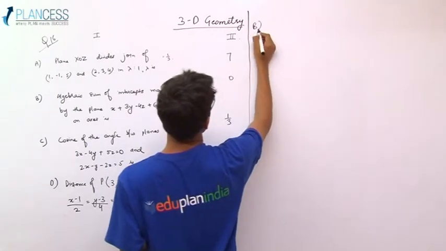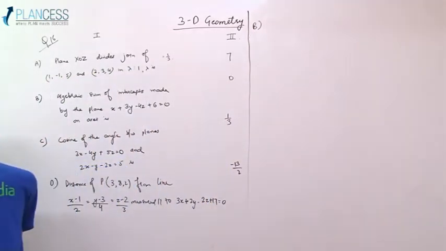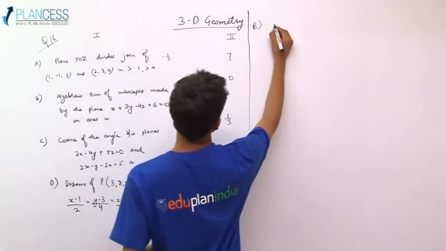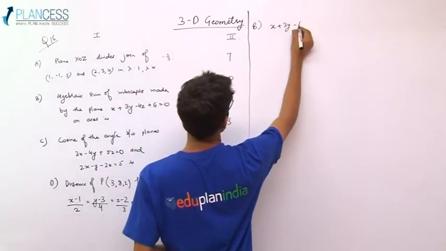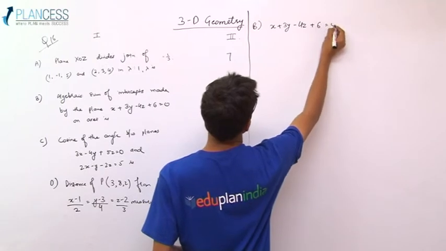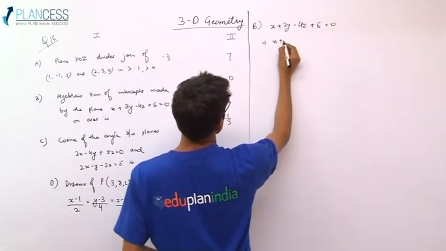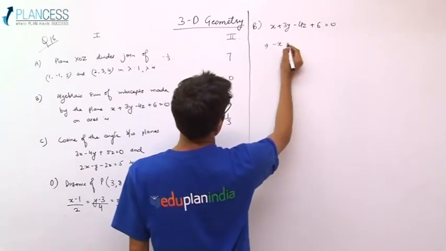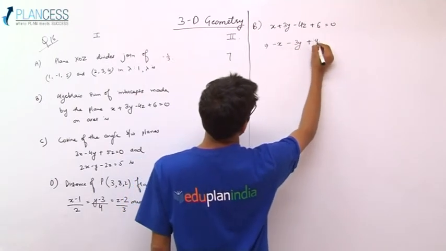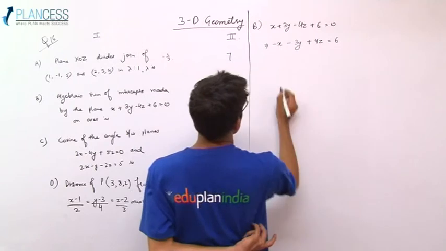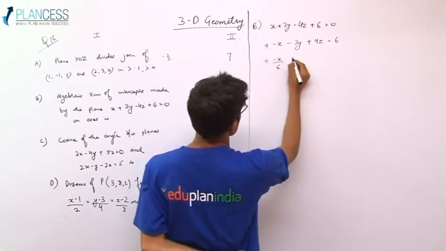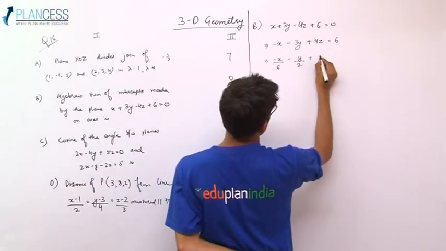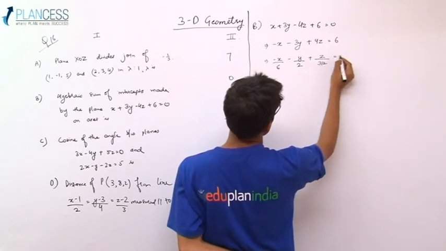Now let's go to the second part, B. Algebraic sum of the intercepts made by the plane on the axes. The plane is x + 3y - 4z + 6 = 0. So -x - 3y + 4z = 6. So -x/6 - y/2 + z/(3/2) = 1.